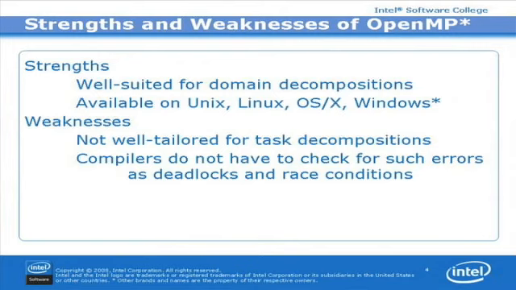OpenMP is well suited for domain decomposition problems. It's also available on multiple operating systems like Linux, Unix, OS X, and Windows. It's the compiler that is going to define whether or not you are able to write programs in OpenMP. Some of the weaknesses of OpenMP are that it's not well tailored for task decomposition problems. The compilers that support OpenMP don't do any error checks for you for race conditions, deadlocks, or other threading errors.